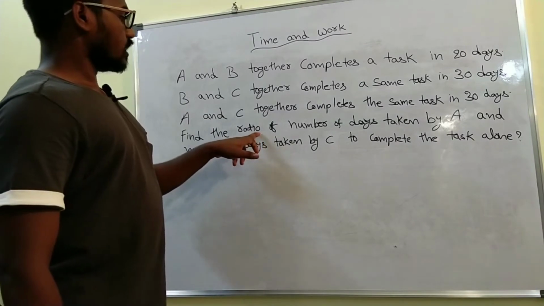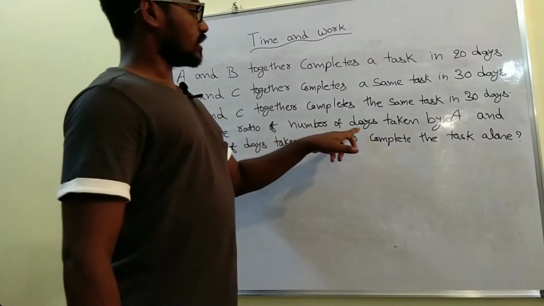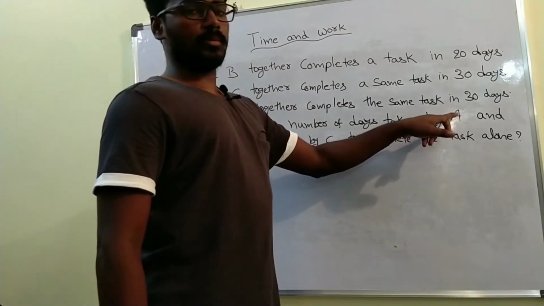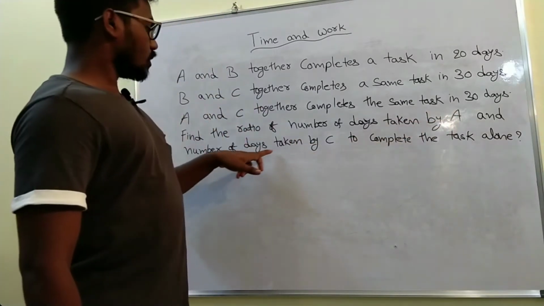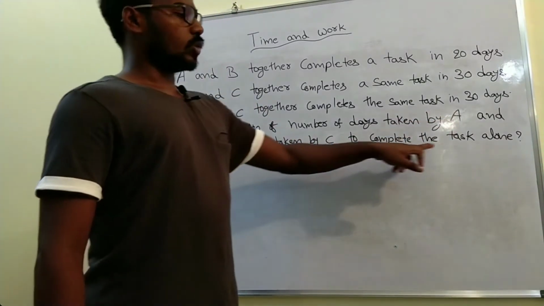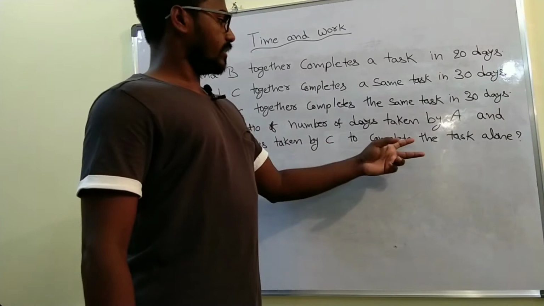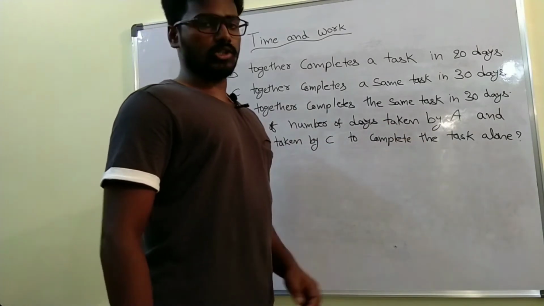In order to find the ratio, first we need to find the number of days taken by A to complete the task alone and the number of days taken by C to complete the task alone. Then we can divide both the days and find the ratio.